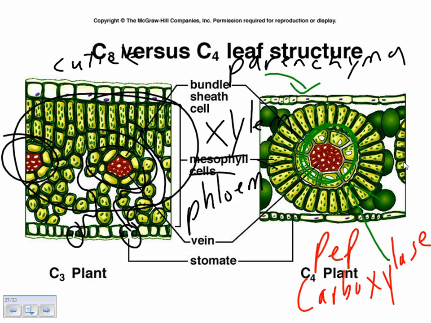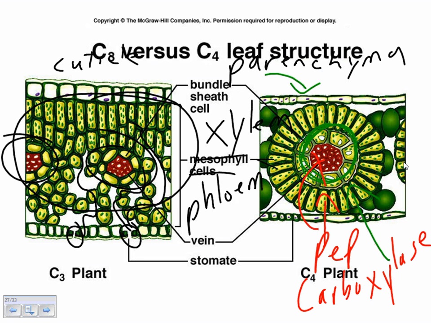But here's the thing. It fixes the carbon out here in the mesophyll. Then that carbon that it fixes gets moved into this tube in here, this bundle sheath. It's like a little bitty tube inside a tube. The carbon gets turned loose in here again. And guess what enzyme's inside this little tube? That's where rubisco is at. Since it's in a little tube, even a little carbon makes what happen to the concentration inside that little tube? It makes it get high.